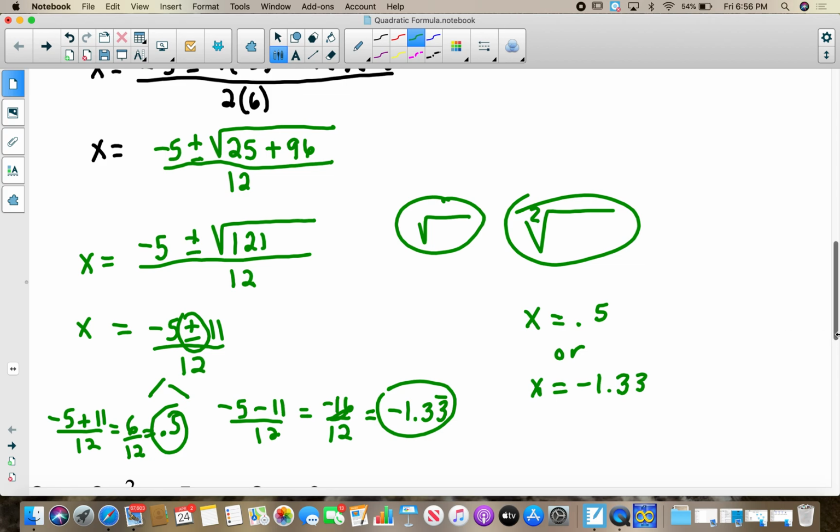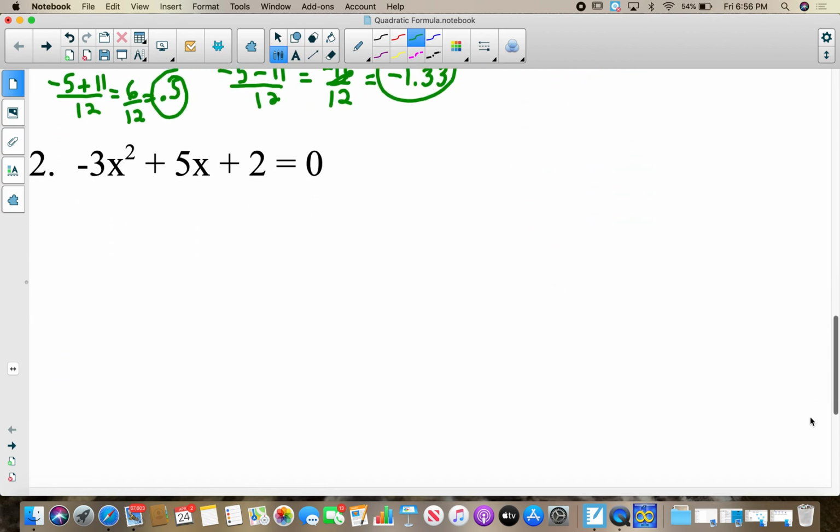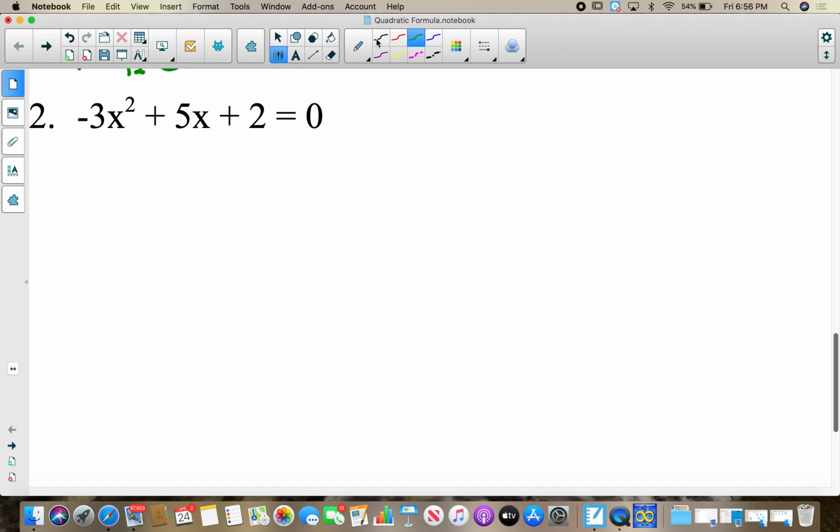All right, so now let's go to another problem. So again, we have an equation of the form ax squared plus bx. Let me see if I can erase that. So we're going to say from this equation a is equal to negative 3, b is equal to 5, and c is equal to 2.